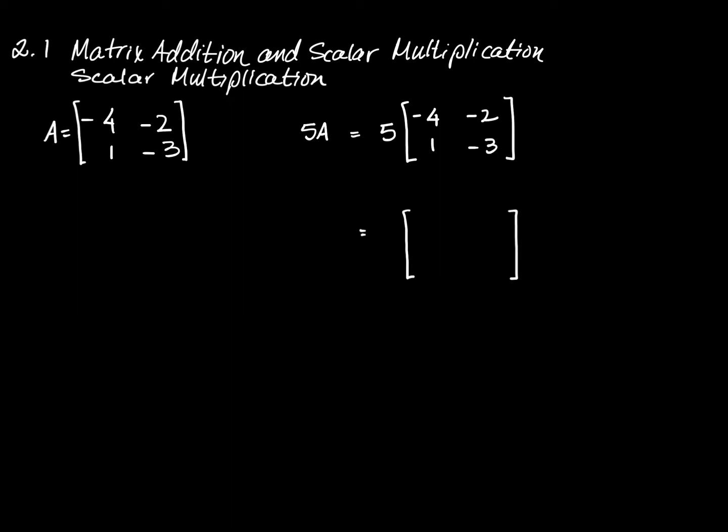where I've taken the value 5 and multiplied it by -4, which gives me -20. And then I've multiplied 5 by -2, and that is going to give me -10. When I multiply 5 by 1, I get 5. And when I multiply 5 by -3, I get -15. So 5 times matrix A is this new matrix.